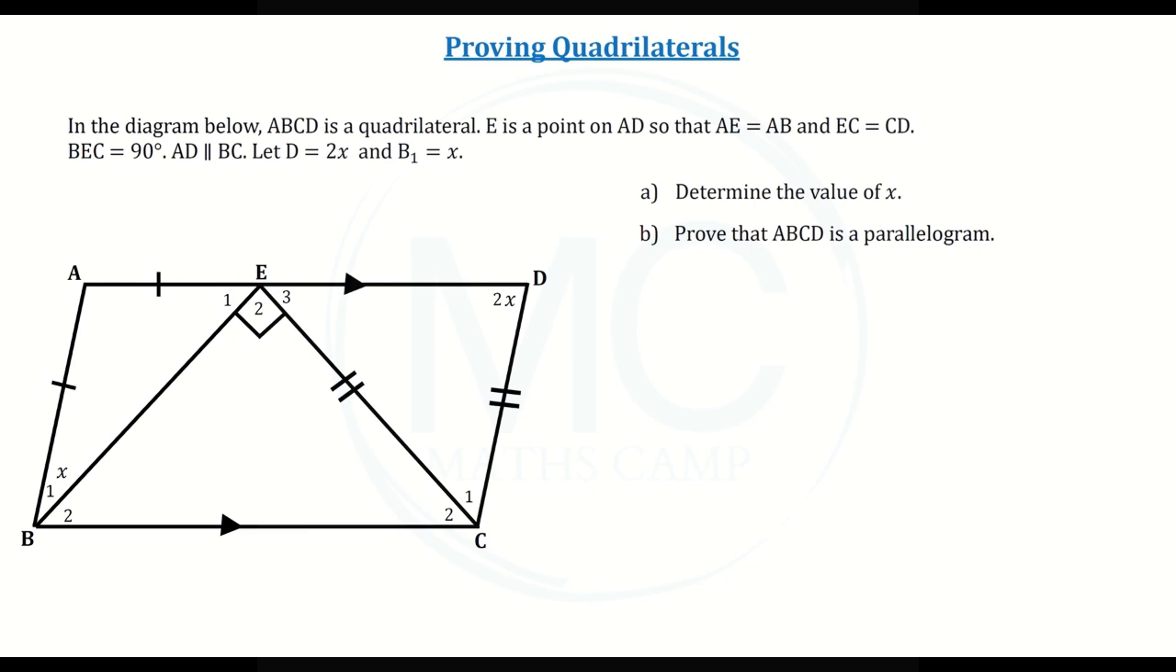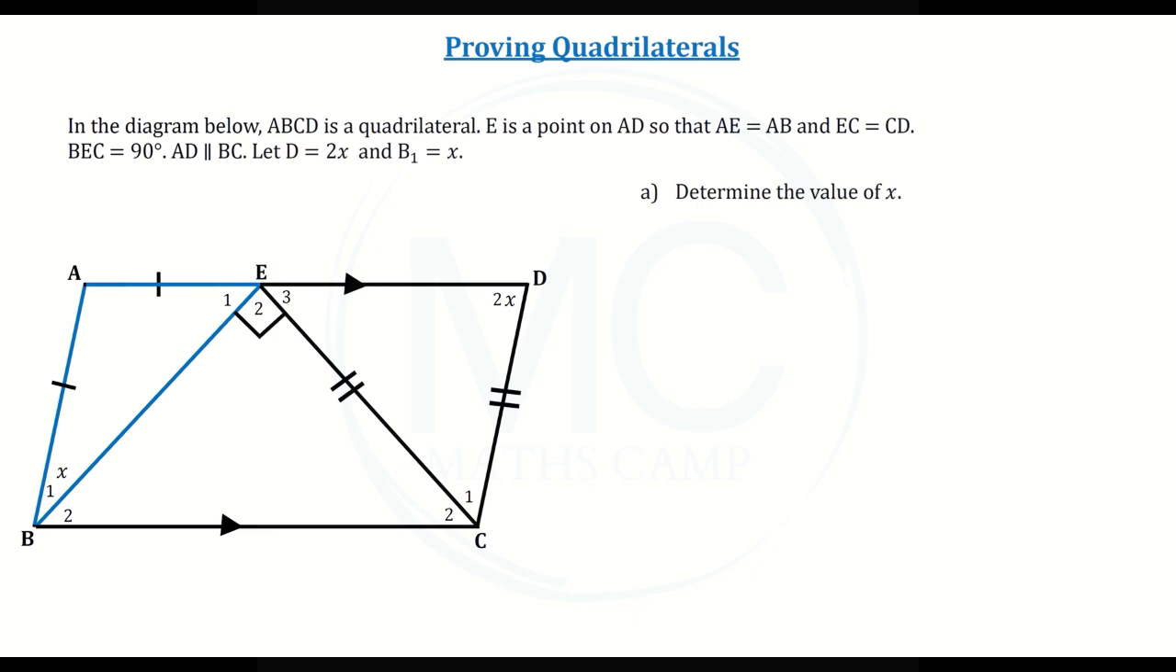Let's start with part A. Determine the value of x. This question gives us a lot of information, and we need to find the value of x, which is an angle. So let's look at where x lies in the diagram over here in triangle ABE. So let's make our triangle blue.